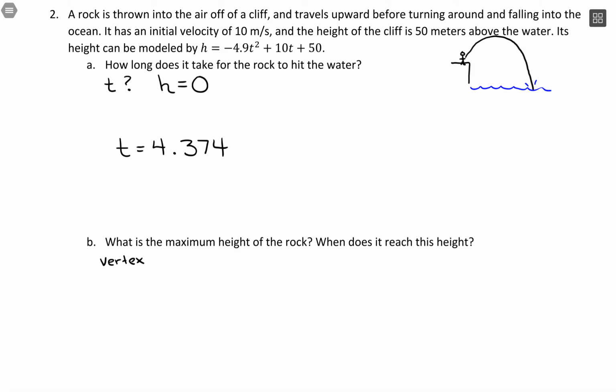4.374. All right, so in terms of answering the question, how long does it take for the rock to hit the water? It will take 4.374, and our units for time is in seconds. Where that's kind of hidden in there is they describe this velocity 10 meters per second. So that's where I'm grabbing my units for time passing.